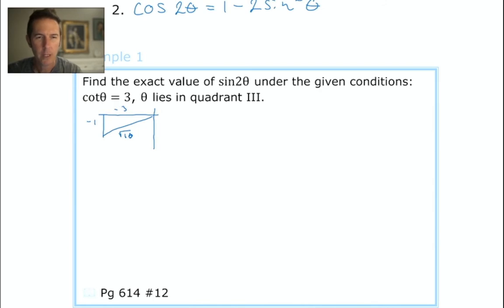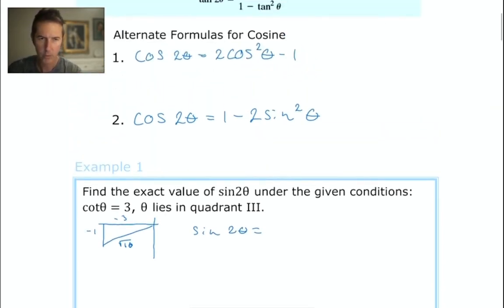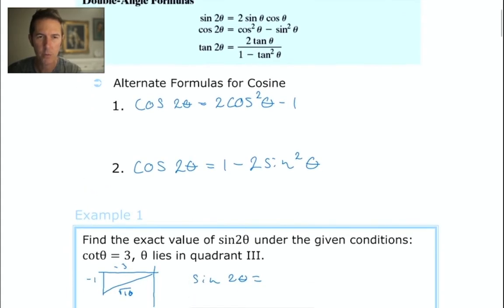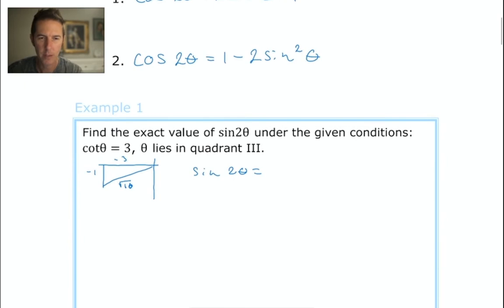Now we need to evaluate the sine of 2 theta. What is the sine of 2 theta? I'm going to go to my trusty formulas up here. Sine of 2 theta is equal to 2 sine theta cosine theta.